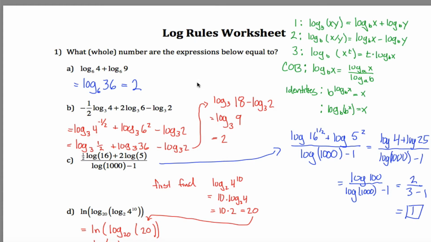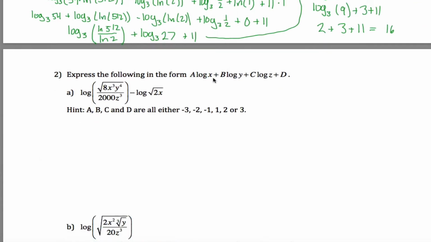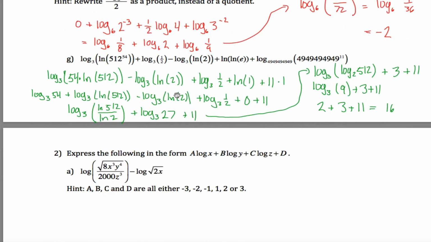All right, here's page 2 of my log rules worksheet. I've got my log rules, identities, and change of base formula written up here that I might reference as I go on. I already did the first page in a different video. On the second page, we start out with expanding logs. The first page was more contracting logs.